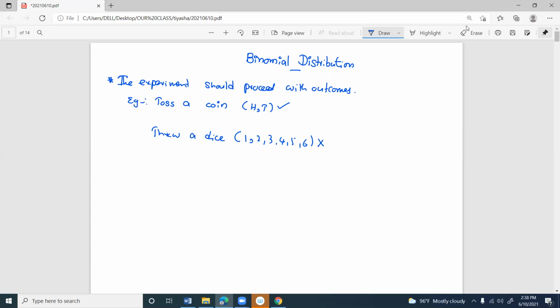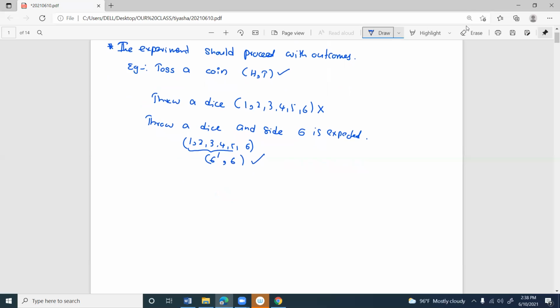But this one: throw a dice and side 6 is expected. In this case, though you get 1, 2, 3, 4, 5, and 6, all these others are not 6, the complement of 6. So though you get several outcomes, the final outcome is only 2 of them. So it comes up with the binomial distribution. Right. That's the first property we need to understand about a binomial distribution. You should get 2 outcomes in this case.